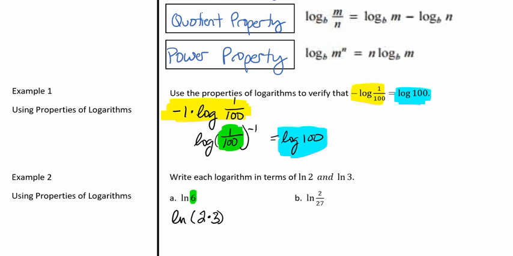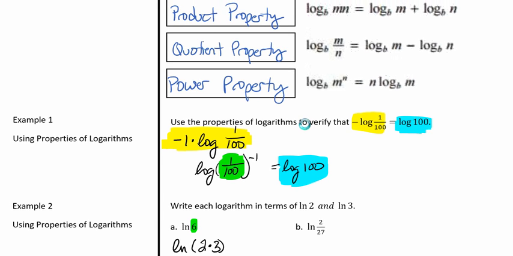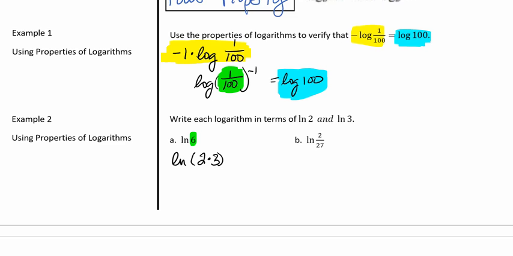For this property, we're going to be using the product property, which says that I can rewrite that with a plus sign, right? So again, we're using the property up here. I can rewrite that and say I have the natural log of 2 plus the natural log of 3. And I've rewritten it in terms of 2 and 3.